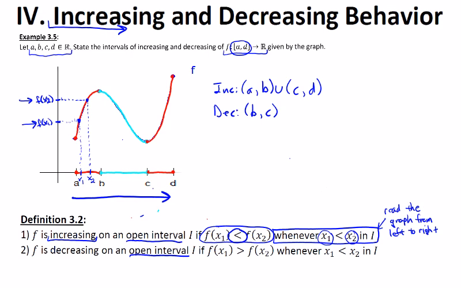And then very quickly, looking at part 2 of this definition, if you want to be talking about a decreasing interval, notice that you have the same statement that says whenever x1 is less than x2 in I. So you still have to read the graph from left to right, but you'll notice that the inequality has switched to now be greater than. And that's what makes this a decreasing interval versus increasing.